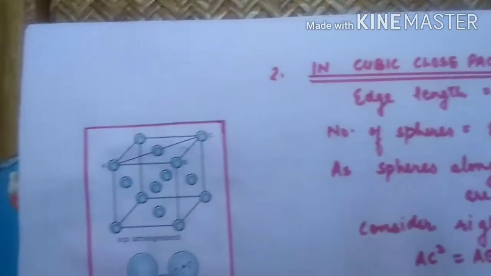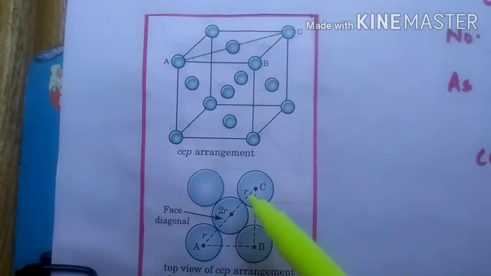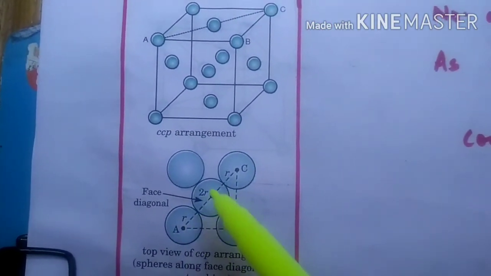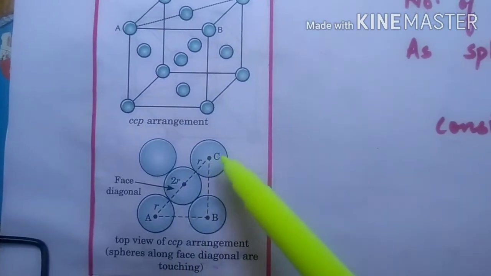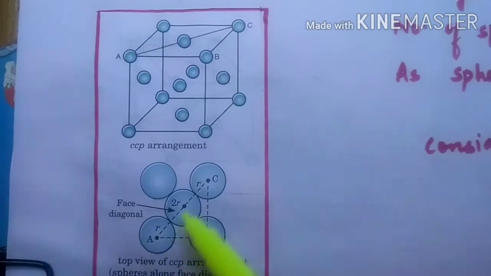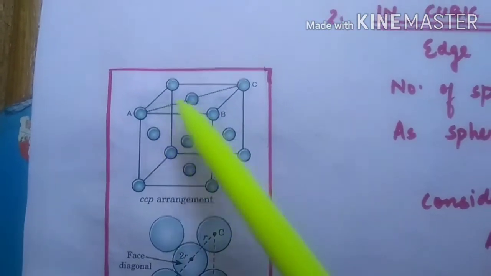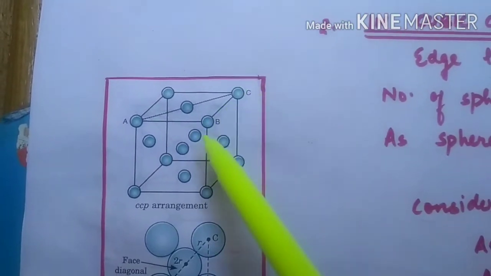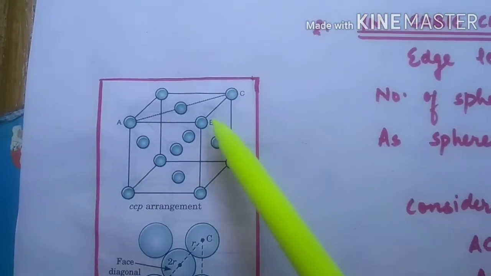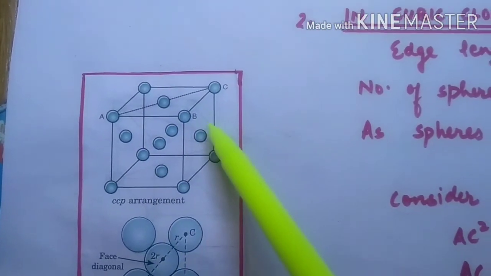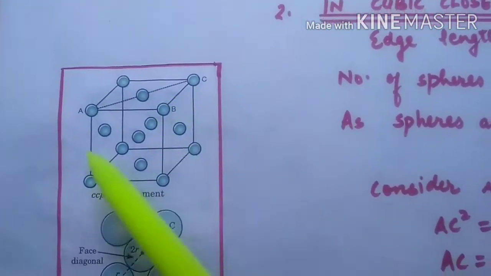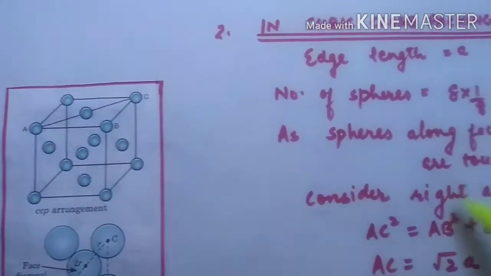Now, as we have done previously, in a face-centered cubic unit cell the atoms at the face diagonal are touching each other. So AC will be equal to r plus 2r plus r, which is 4r. So AC is equal to 4r. Also, in this right-angled triangle ABC, if AB is the edge length a, then AC square is equal to AB square plus BC square, which is a square plus a square. So AC square is equal to 2a square, and AC is equal to the square root of 2a square. This is according to the Pythagoras theorem.